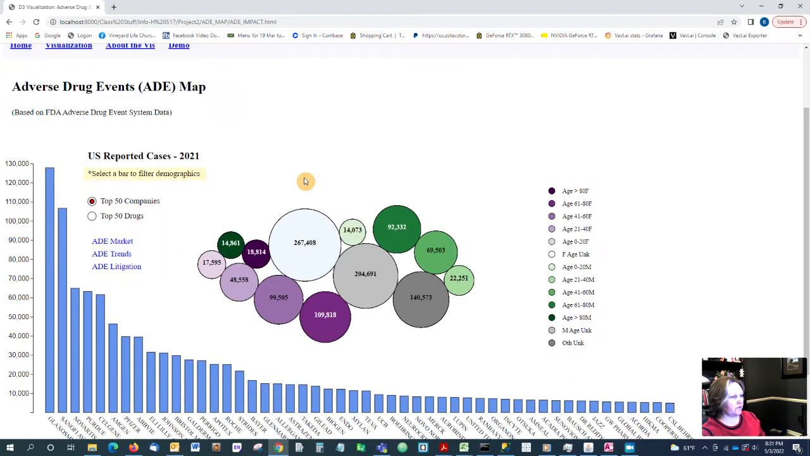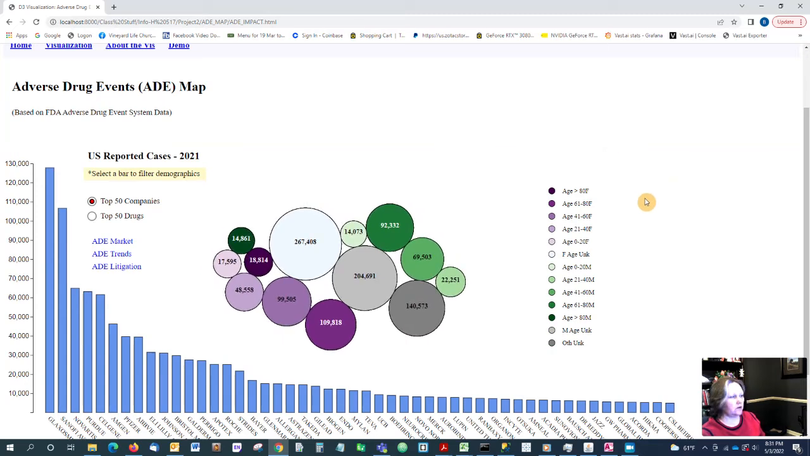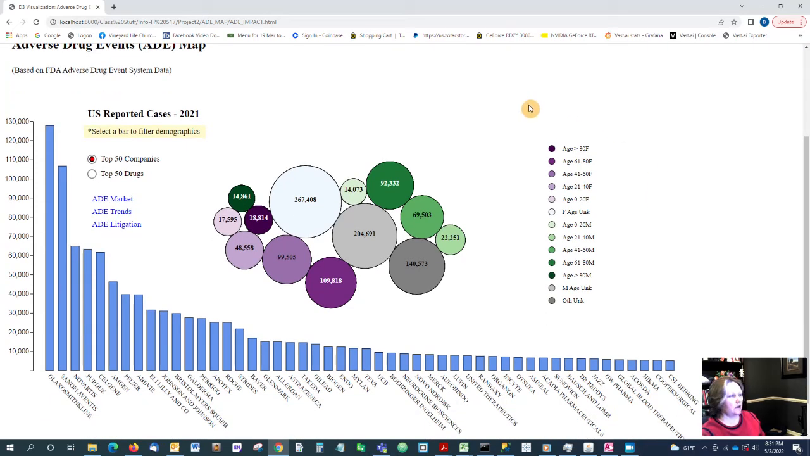The next section here is the impact visualization. And this shows the companies and the drugs that had adverse drug events during 2021. These companies are required to report those to the FDA. So these are the cases that were reported in 2021. And these are just for the drug that was the primary suspect in the case. Sometimes there can be more than one drug involved, but these are the primary suspected drugs.